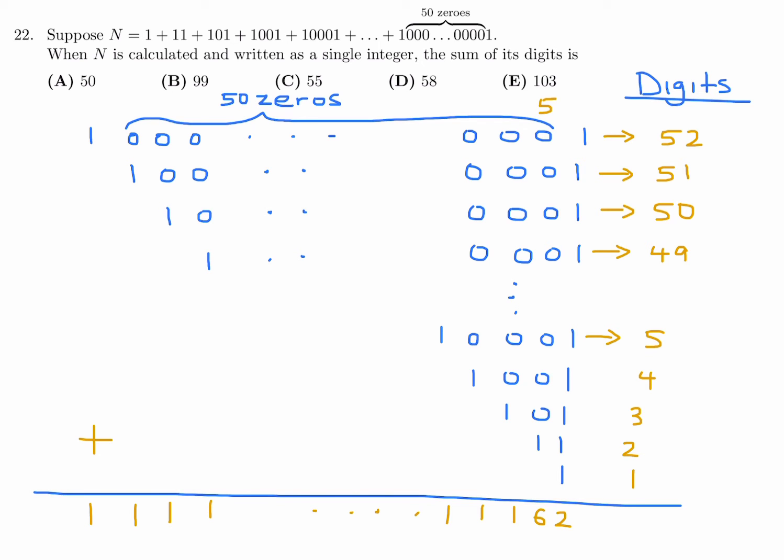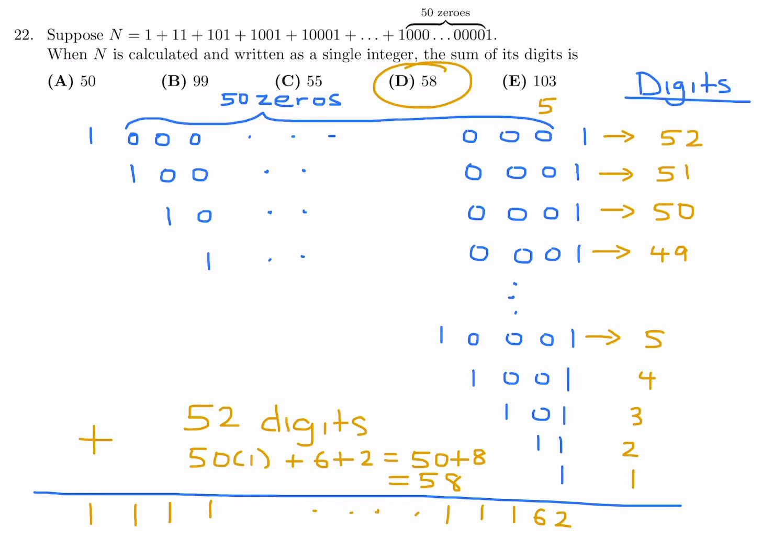So this is my final integer. This final integer essentially is going to be 52 digits, right? And all of them are 1 except the last 2. So we have 50 ones when you're adding the digits, plus a 6 plus a 2. So that looks like 50 plus 8, which is 58. So 58 is the sum of the digits of that big long integer. And therefore, number 22, the answer is D.